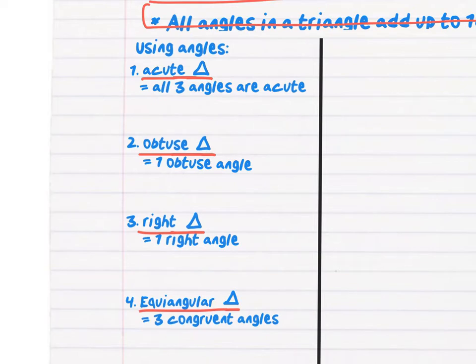Okay, on the left side of your paper, I want you to write these 4 vocabulary words. These are words we can use to describe a triangle by its angles. So we have acute triangle, which is where all 3 angles are acute. We have an obtuse triangle, where there's one obtuse angle. We have a right triangle, where there's one right angle. And then we have an equiangular triangle, where there's 3 congruent angles. Pause the video to copy this down, and when you're ready to continue, press play. Please pause now.